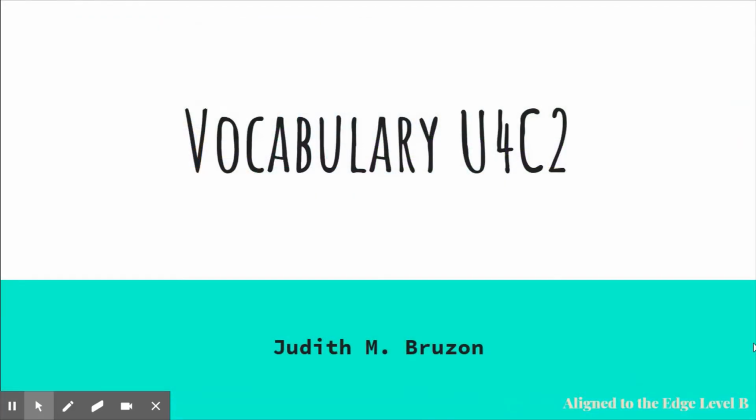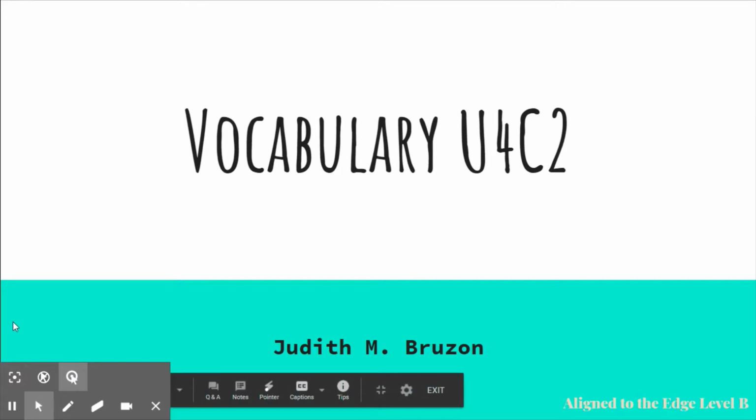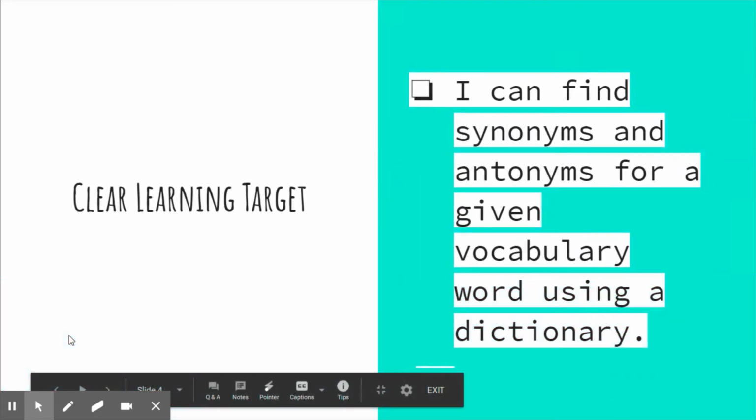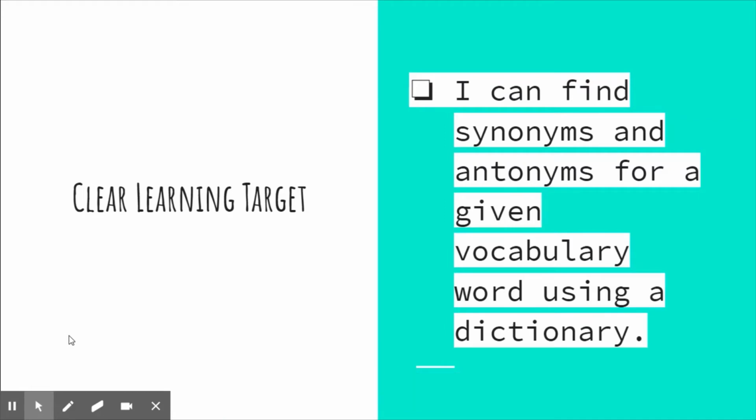Okay, friends. So today we are going to look at vocabulary for Unit 4, Cluster 2 of the H Level B curriculum. So let's go ahead and begin or continue by reading our clear learning target. I can find synonyms and antonyms for a given vocabulary word using a dictionary. Okay, so let's go ahead and read it together. I can find synonyms and antonyms for a given vocabulary word using a dictionary. Yep. So that's what we're going to do.